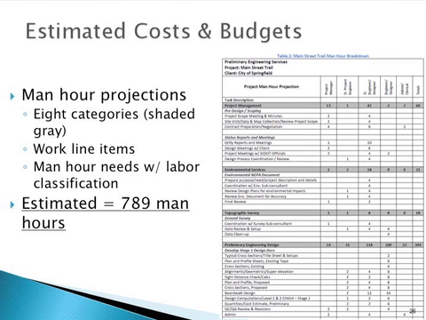The first budget identified was the total labor budget. To get this budget, a man-hour projection must first be conducted. The 8 categories shaded in gray have specific work line items associated with that task. Man-hour needs were identified for each task as well as each labor classification, which include project manager, senior project engineer, senior engineer, as well as other classifications. The total estimated man-hours for this project is 789 hours.